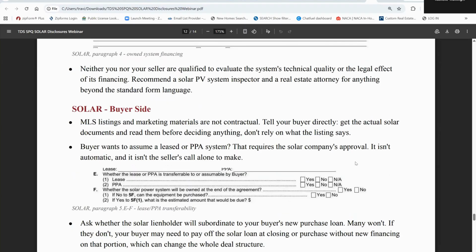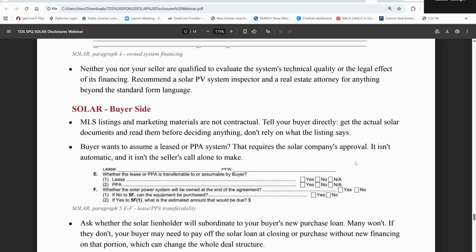Solar on the buyer side: MLS listings and marketing materials are not contractual. This has been tried over and over and over again. Just because it says it has it in the MLS doesn't mean it goes with the house. It's whatever is put in the contract. This applies for everything, appliances, whatever. Tell your buyer directly, get the actual solar documents and read them before deciding anything. Don't rely on what the listing says.